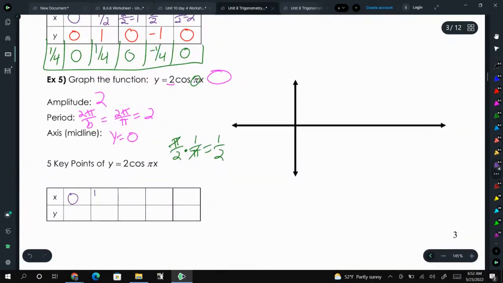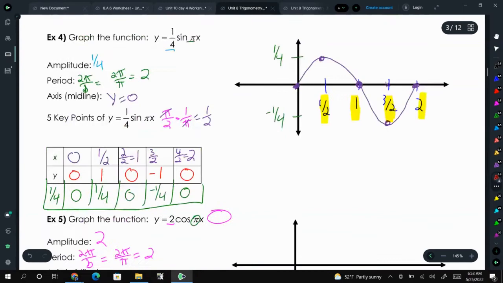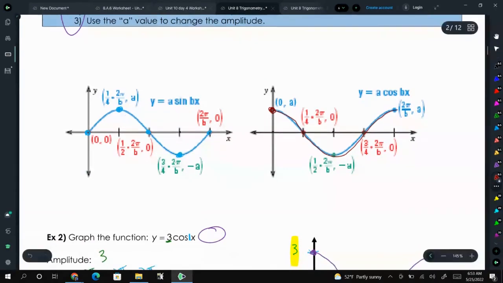So 0, 1/2, 1, 3 halves, and 2. And the cosine graph starts at 1, then goes down to your midline 0, then down to -1, back up to the midline, and then back to the starting point. Cosine, like I said, starts at top, goes down, and then comes back up.